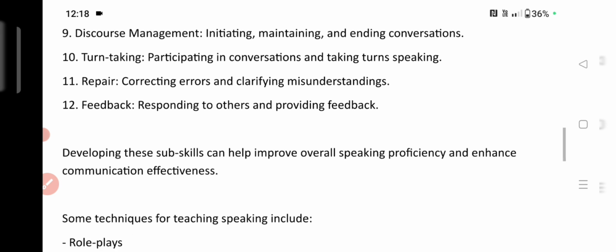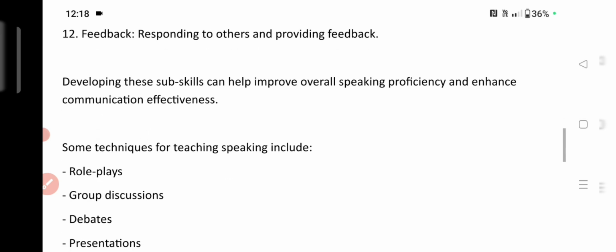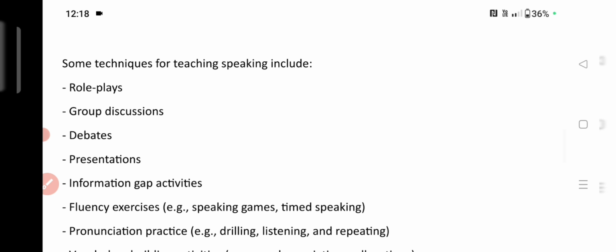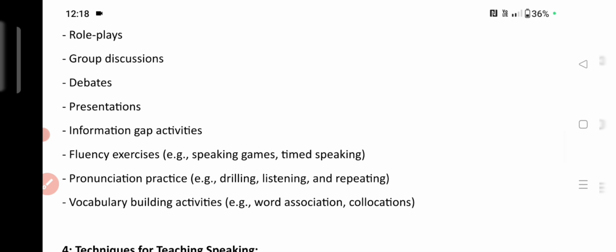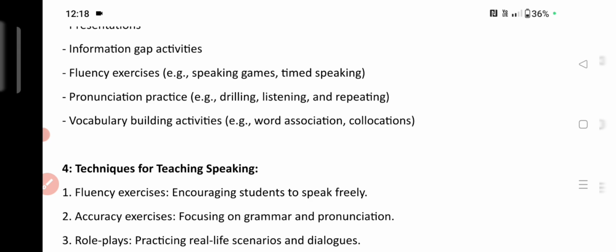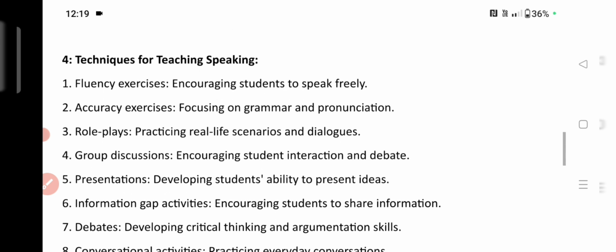So turn taking, participating in conversation and taking turns for speaking. Repair, that means correcting errors and clarifying misunderstandings. Feedback, responding to others and providing feedback. So developing these sub skills can help improve overall speaking proficiency and enhance communication effectiveness. Some of the techniques of speaking skills are role plays, group discussions, debates, presentations and fluency exercises and pronunciation practice and vocabulary building activities and so on.